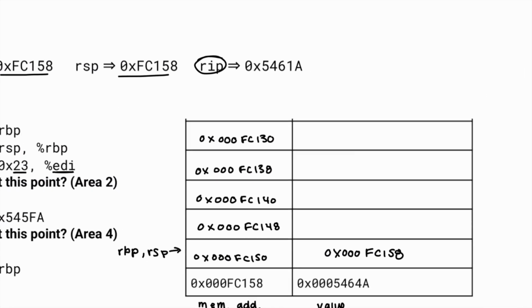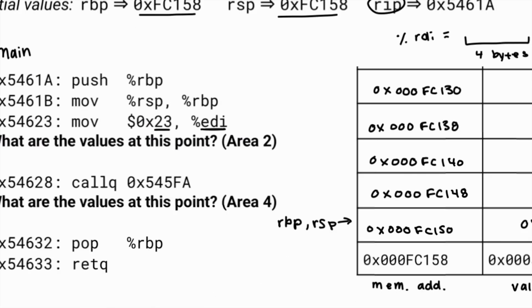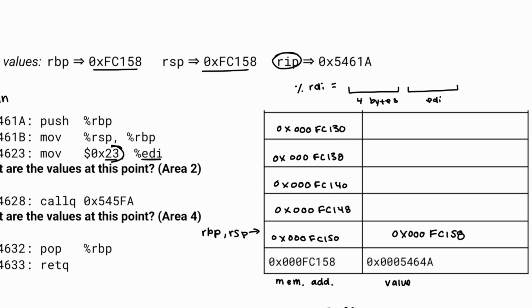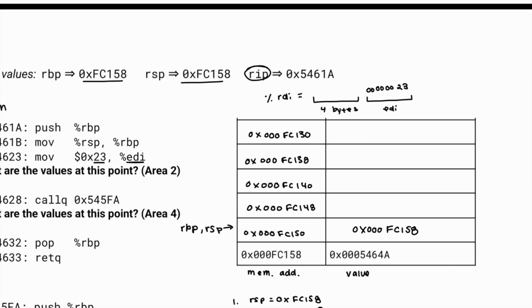Our next instruction, we're going to move 23 into EDI. Remember that EDI refers to the last 4 bytes of RDI. So that means we have 4 unknown bytes of RDI, and then the last bytes of EDI. Well, we have to pad with 0 because they only give us 1 byte over here. So we have to pad with 3 bytes of zeros, and then that last byte will be 23. And we're going to fill in these first 4 bytes with asterisks.